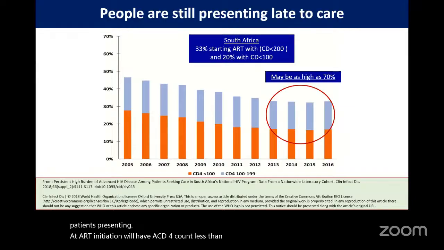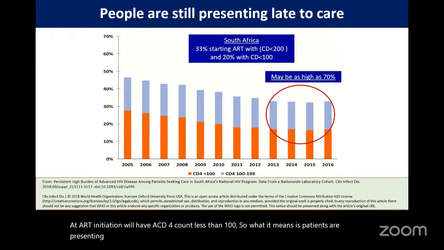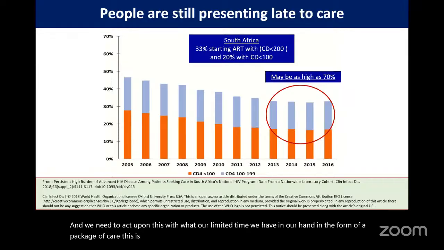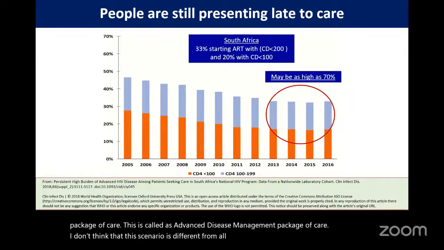So what it means is patients are presenting late, and there is an increased risk of mortality or morbidity, and we need to act upon this with whatever limited time we have in our hand in the form of a package of care. This is called the advanced disease management package of care. I don't think that this scenario is different from all people who are hearing today on this call.